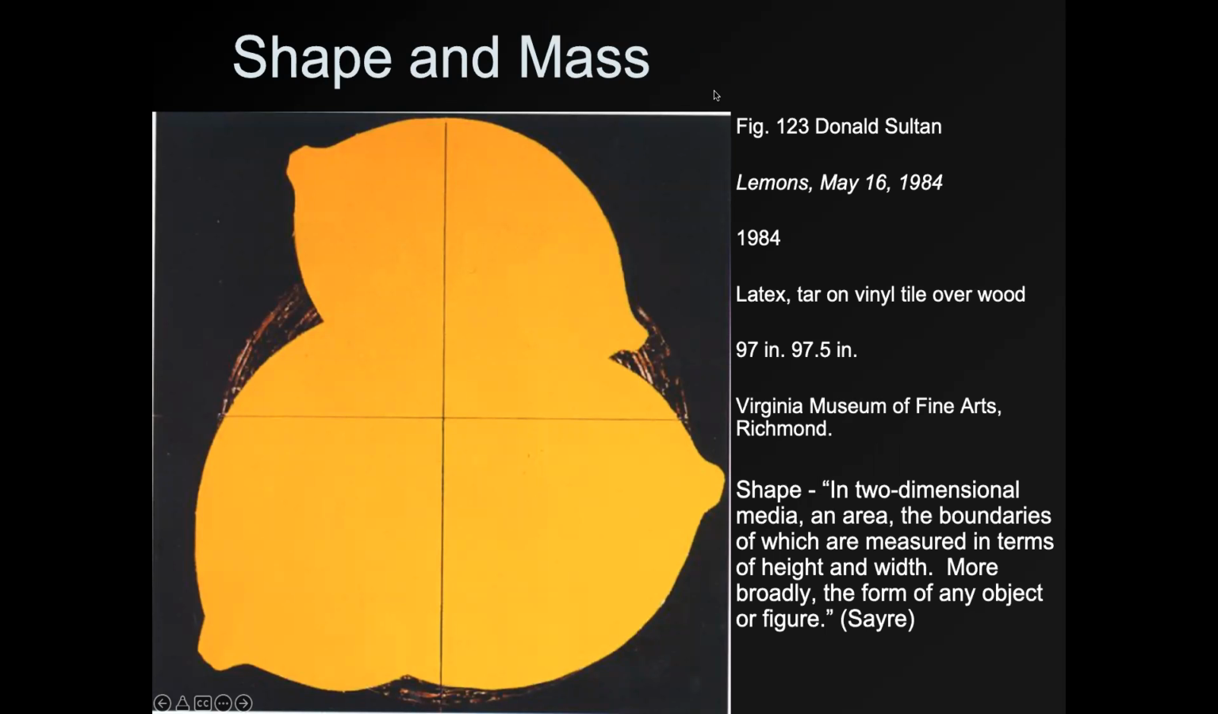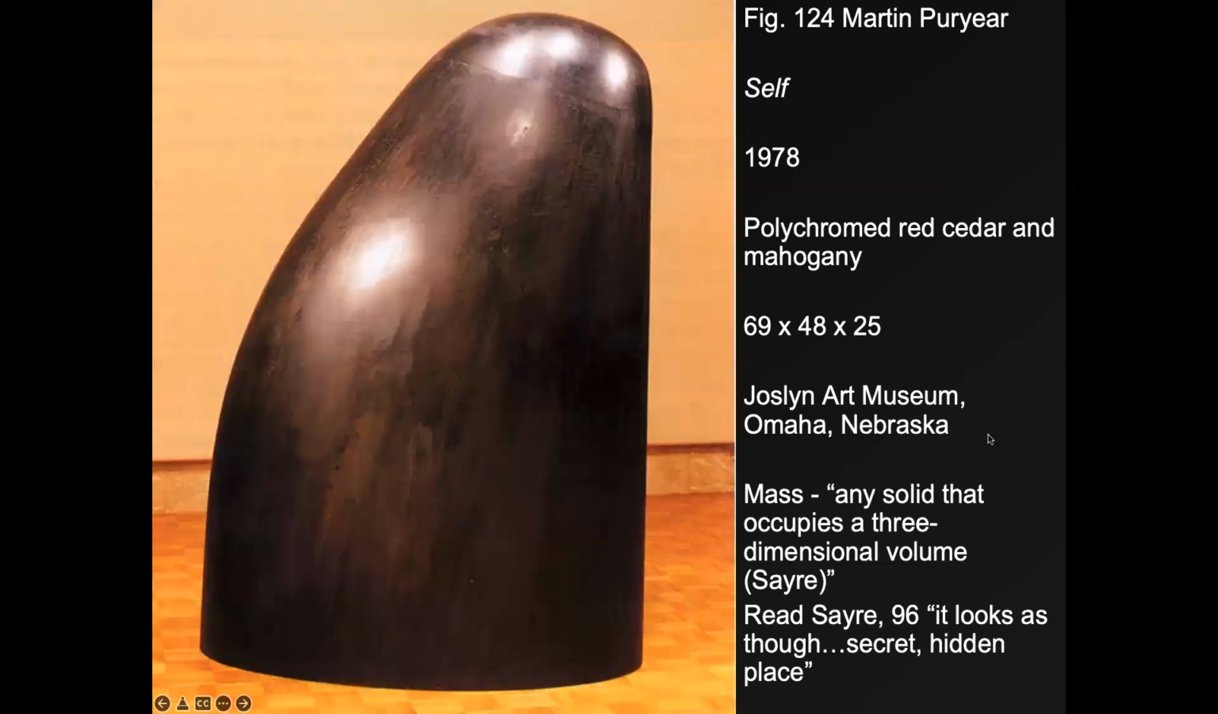So shape and mass, there's a couple of ways of thinking about shape and mass. So we're looking at Donald Sultan's Lemons from May 16th, 1984. One way you can look at shape is in two-dimensional media, an area, the boundaries of which are measured in terms of height and width. More broadly, the form of any object or figure. So even if Donald Sultan hadn't provided a convenient name that says lemons, you could tell even from the outline the shape of lemons. So we got that going.